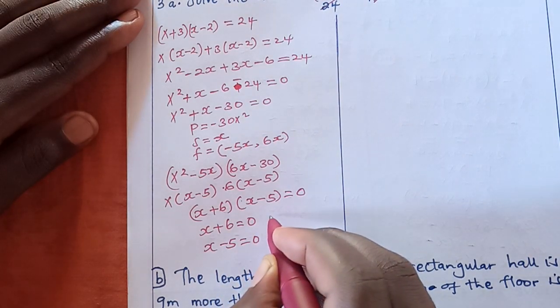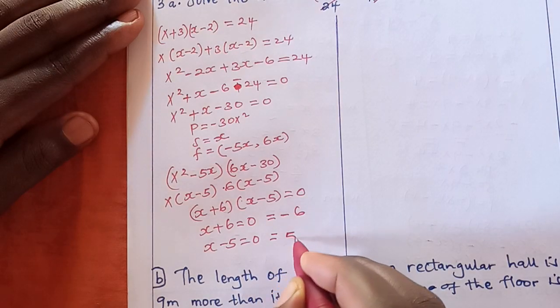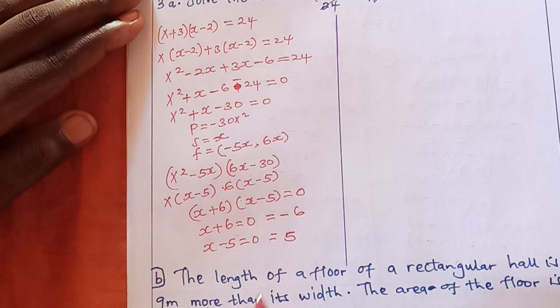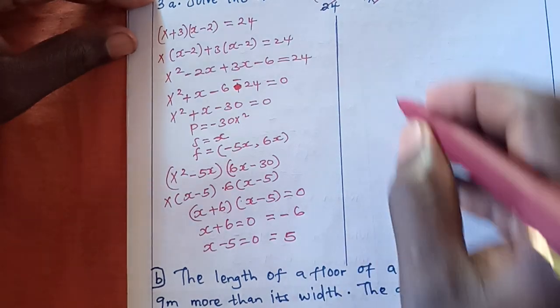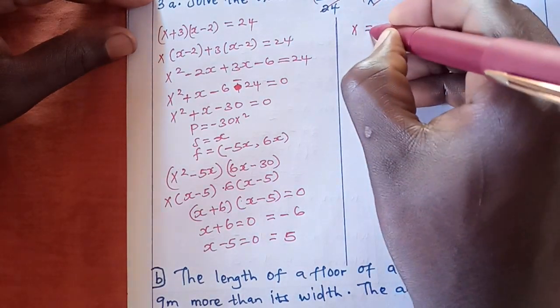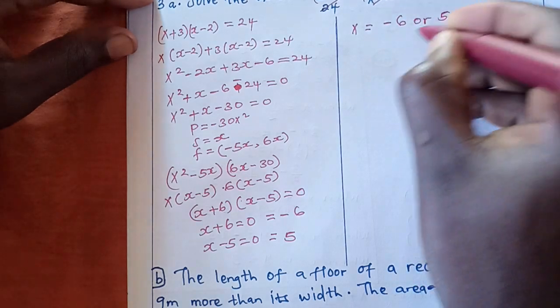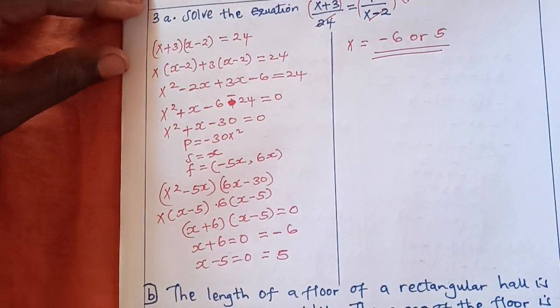So x in the first case is negative 6, and in the second case it is positive 5. Now we say x is equal to negative 6 or positive 5. We have two values for x. The first part is done and dusted.